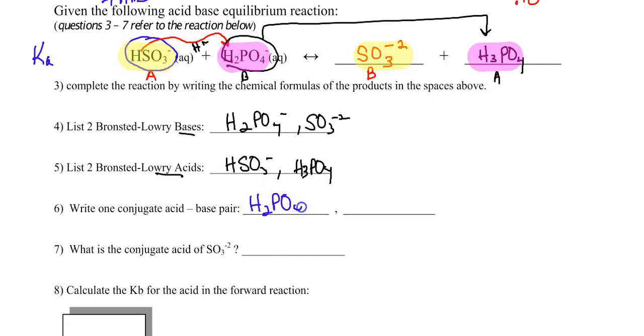it'd be the H2PO4 negative and the H3PO4. Now they said, I guess, conjugate acid-base pair. So this is my acid, and this, of course, my base. I guess I should have written that opposite, but hey, I'm tall.